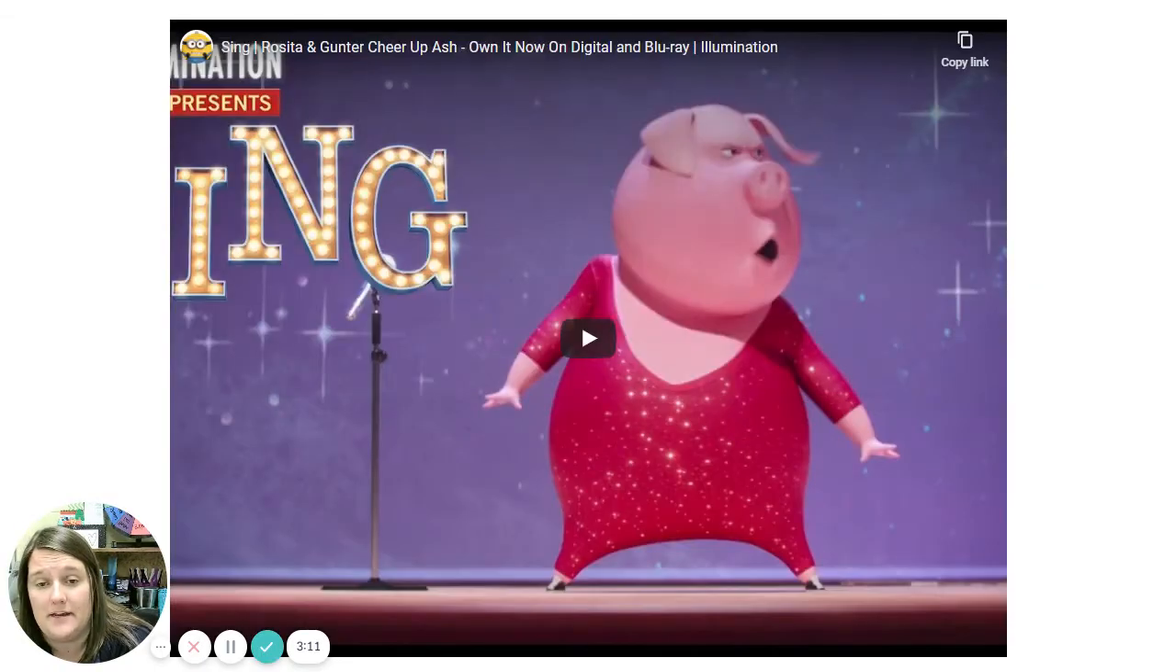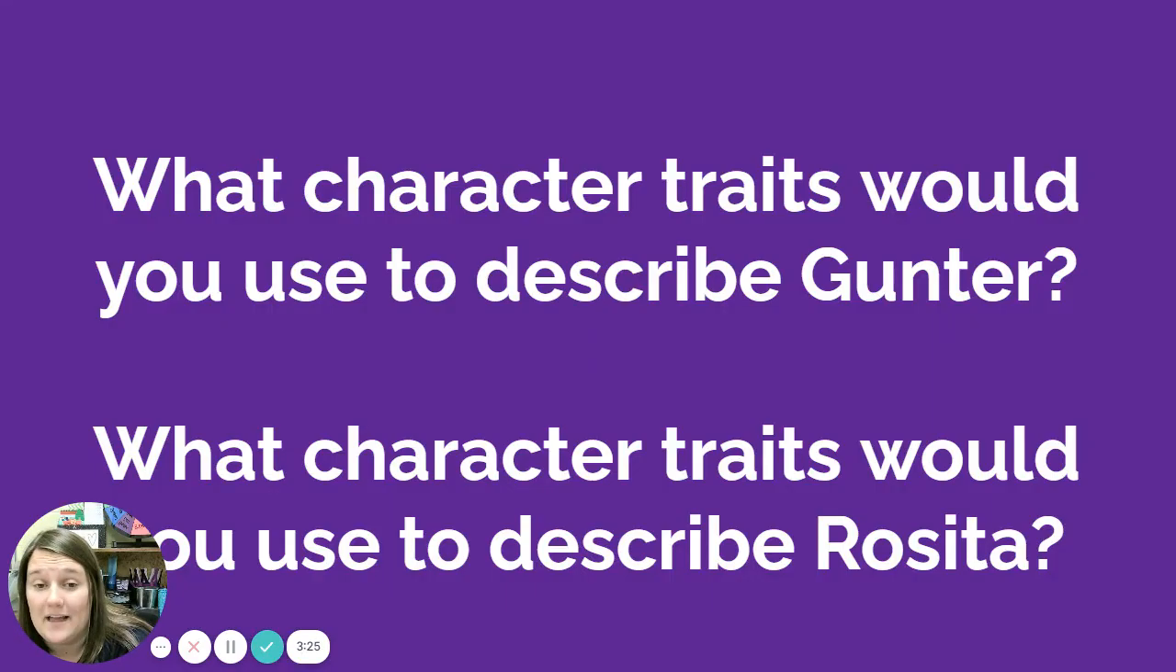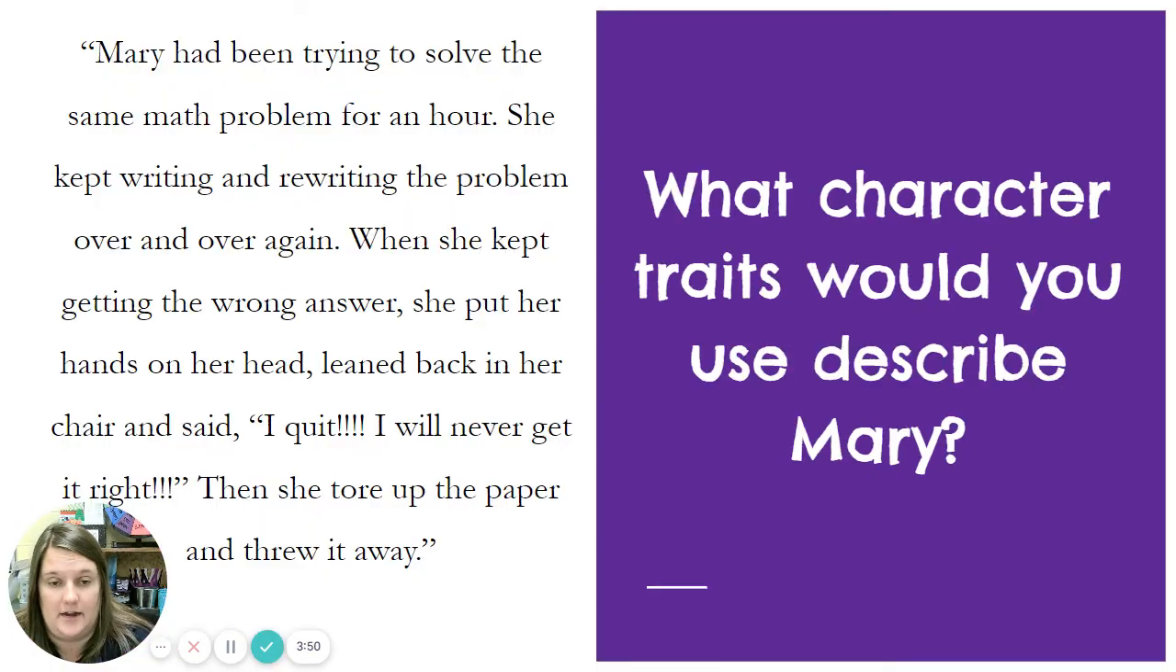All right, I'm going to post a video from Sing, and I want you to really pay attention to Rosita and Gunter, okay? And I want you to come up with some words to describe them. As you watch it, jot down 3 or 4 words to describe each character. What character traits would we use to describe Gunter? Okay, I don't know about you guys, but the first character trait that comes to my mind is hilarious. Oh my gosh, he's so funny. But he's also kind of a ditz. He's all over the place. What about Rosita? What would you say about Rosita? You may say that she's nice and she's kind. She's very giving, all right? So we're looking for evidence in the video to support our character traits.